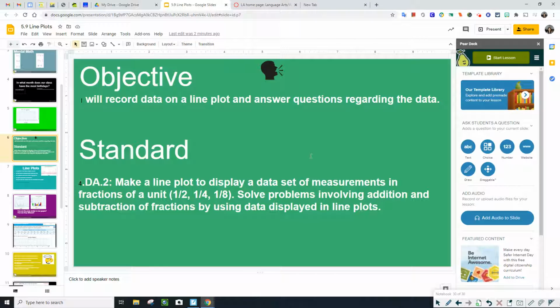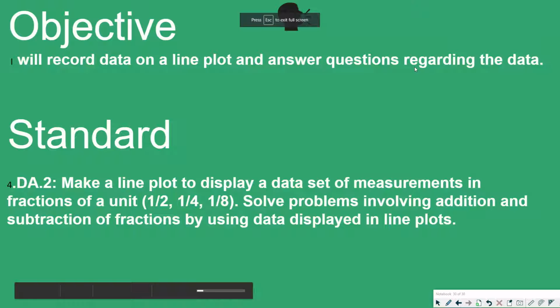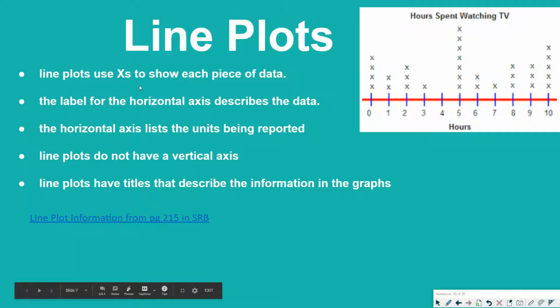Right, so for lesson 5.9 today, we are going to work on recording data on a line plot and then using that line plot to answer questions about the data that we have charted. Okay, so as we move ahead here, we are looking at line plots. So here's some information to know about a line plot.